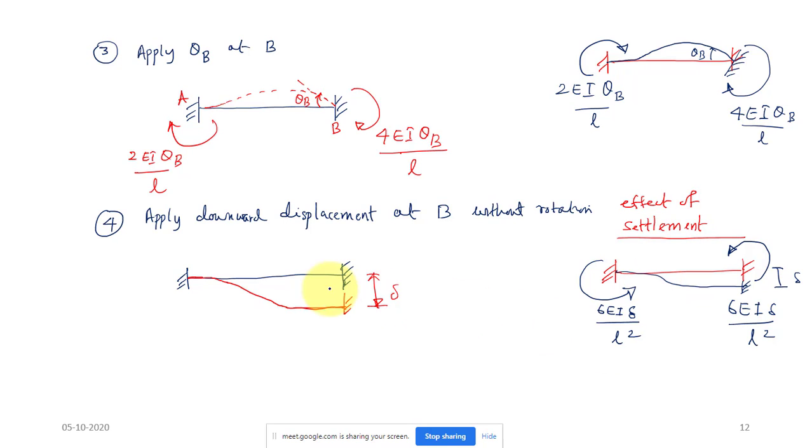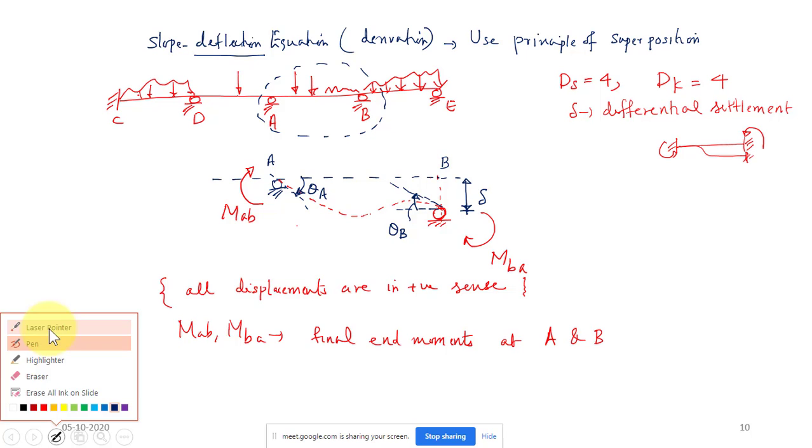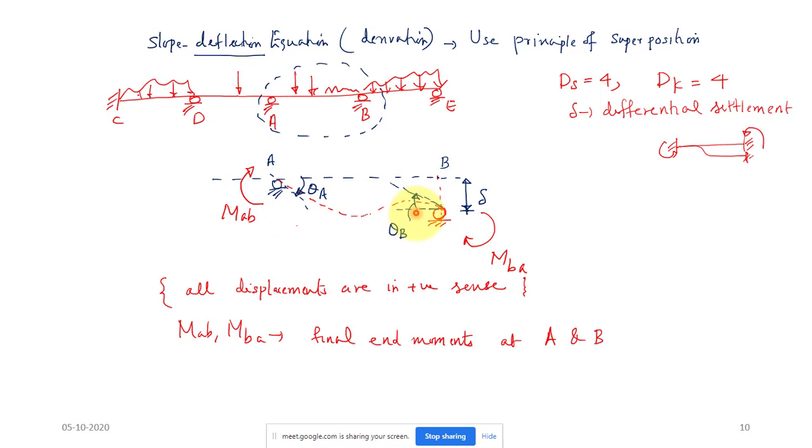Once you apply this displacement to the fixed beam, we will have a moment in the anti-clockwise direction. This is 6EI delta by L square, and here also we are going to have the same direction, 6EI delta by L square. So now we have completed this stage. We got this condition, where I apply theta A, theta B, delta and external load.